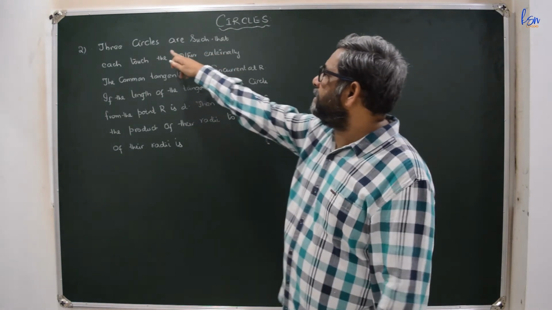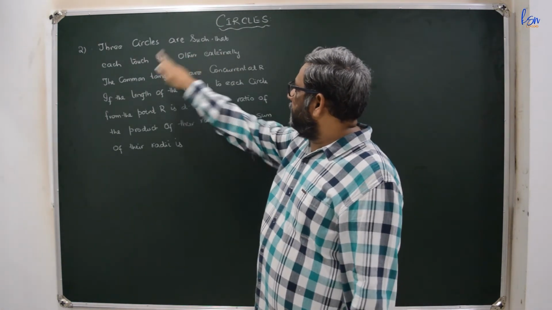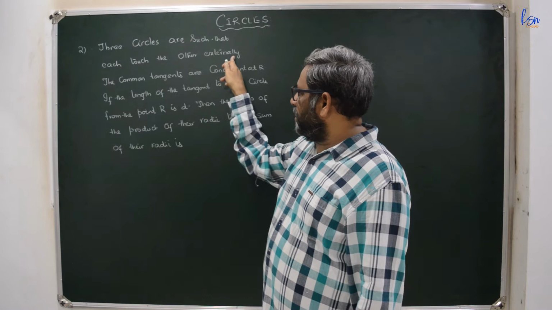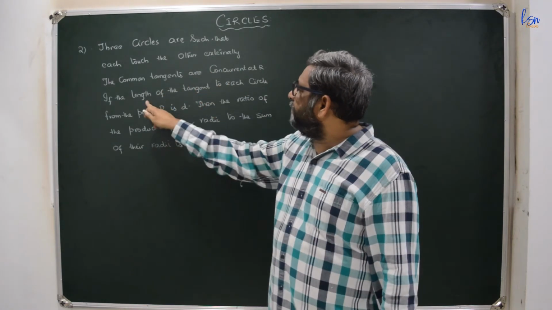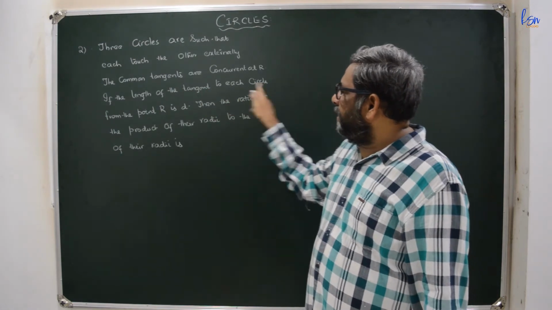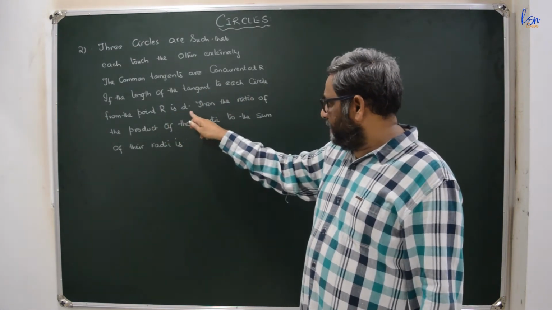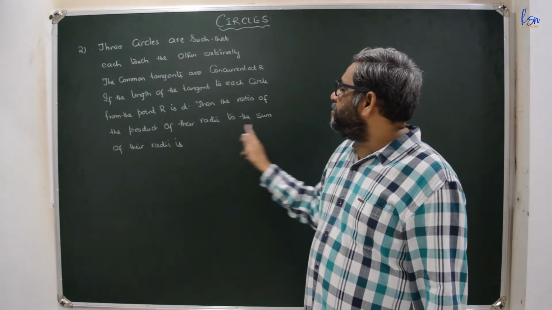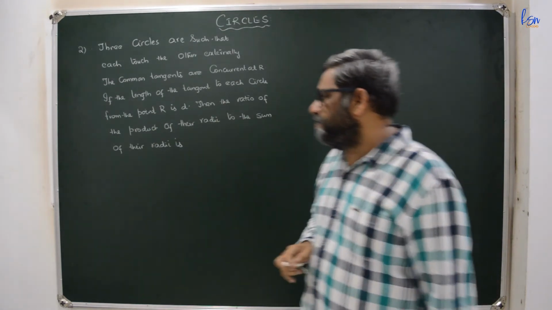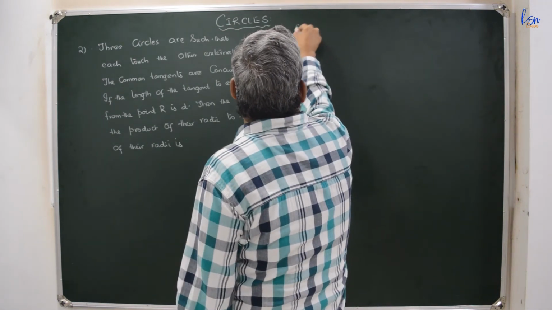The second problem is, three circles are such that each touch the other externally. The common tangents are concurrent at R. If the length of the tangent to each circle from the point R is D, then the ratio of the product of the radii to the sum of their radii is. Now we will look into the solution here.